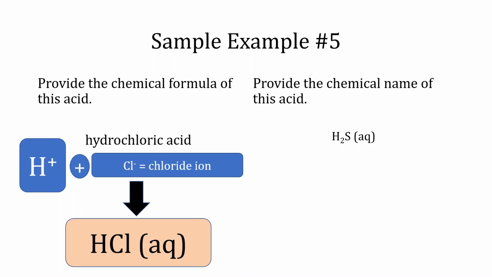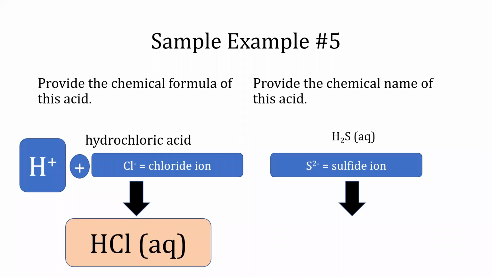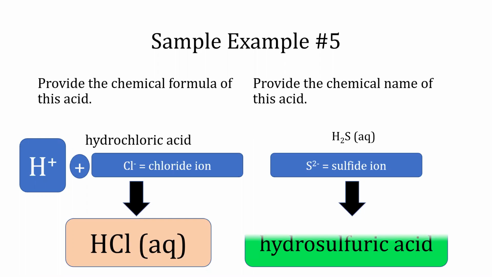The other question is, provide the chemical name of this acid, H2S(aq). Here, the key anion is S because there are 2 H plus ions per 1 S2 minus charge. The name of the anion is sulfide. Therefore, the complete name is hydrosulfuric acid.